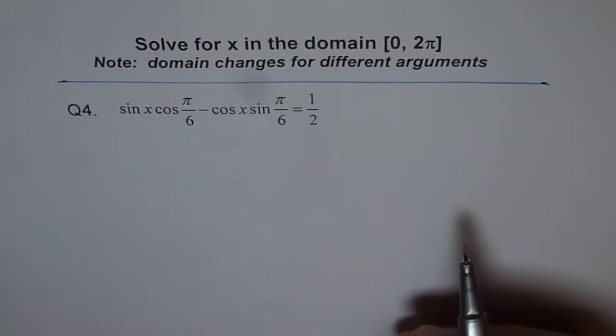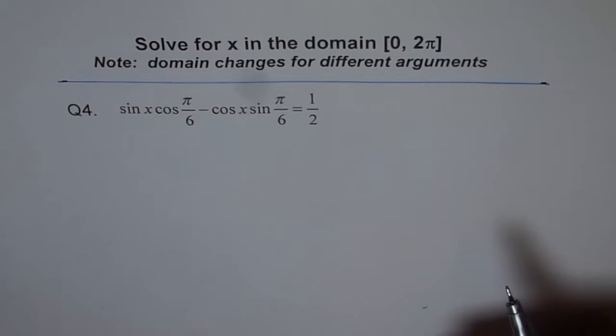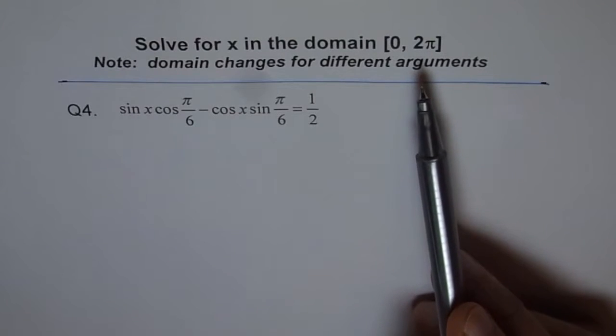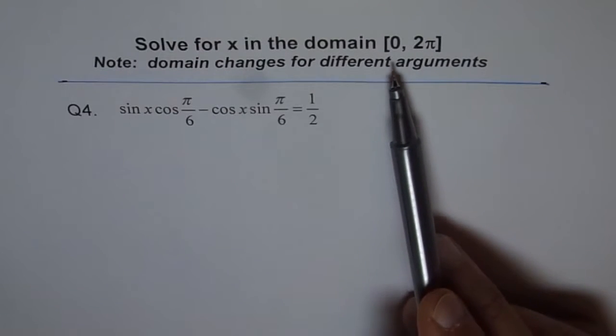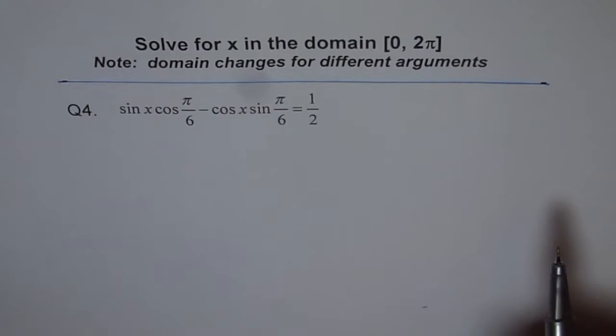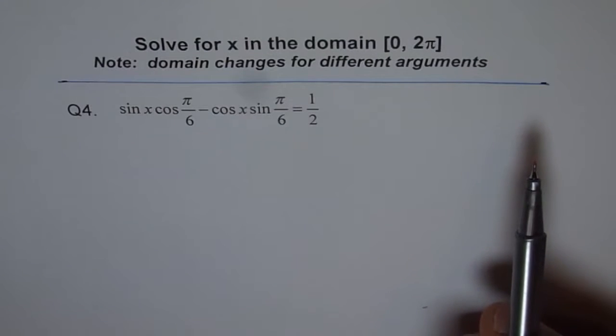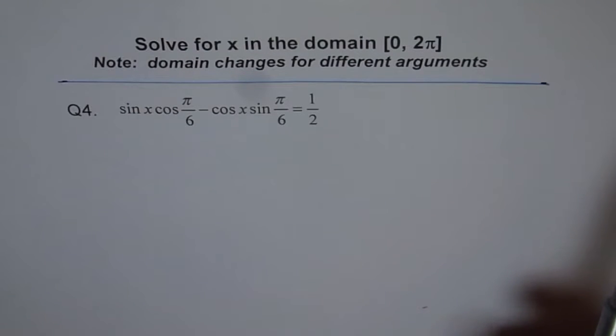In case the domain is not given to you, you are supposed to write a general solution because these are all periodic waves, right? And they repeat, so their solutions also repeat at regular intervals. Now, in case the domain is given, then you have to write answers only in the domain specified. Also note that at times, since the argument changes, the domain may change. So you have to check how the domain changes, correct?